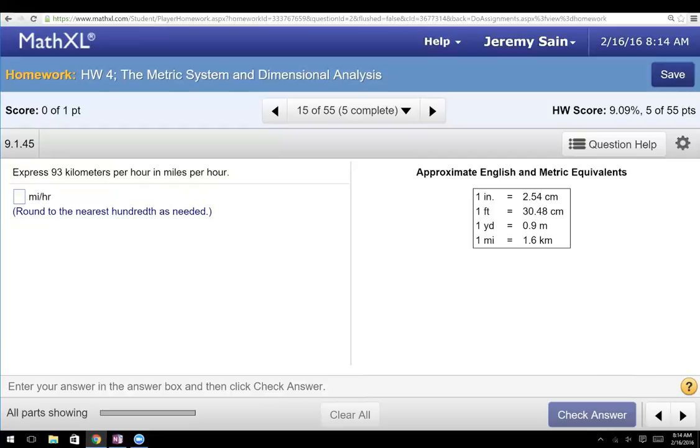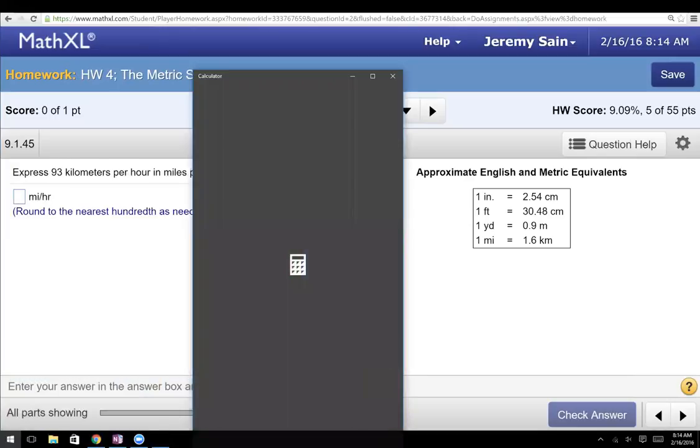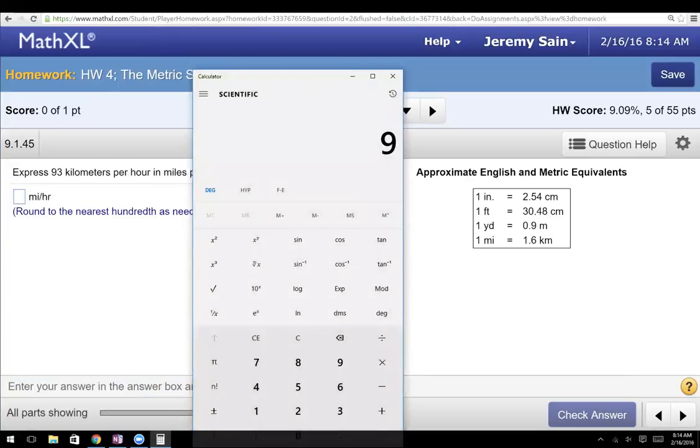Okay. Since they're both in per hour, you can kind of just ignore the per hour. Just say, okay, what's 93 kilometers in terms of miles? Yep. Divide by 1.6.